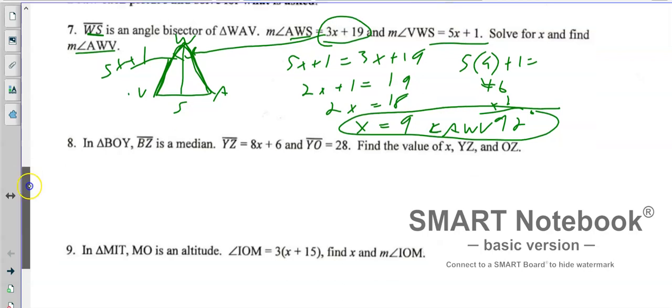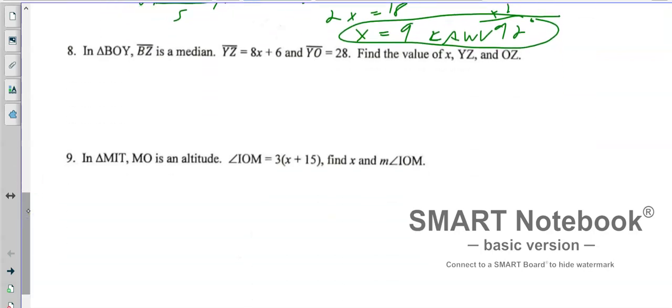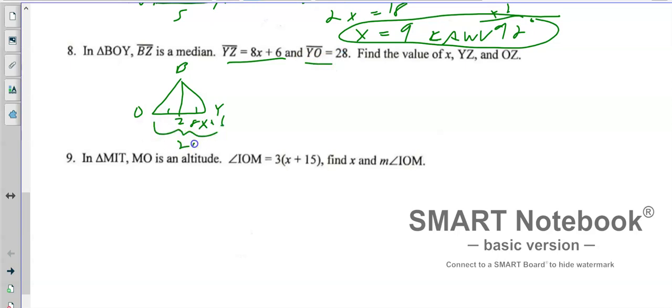Okay. Next one, BZ is a median. So again, I'm going to put B up here and then draw a boy. And BZ right here is a median. So that means these two pieces are equal to each other. Now be careful. YZ is 8x plus 6. That's this segment right here. YO is 28. That's the whole thing. Well, remember, if these are equal, then this is also 8x plus 6. Hard to read, I'm sorry.